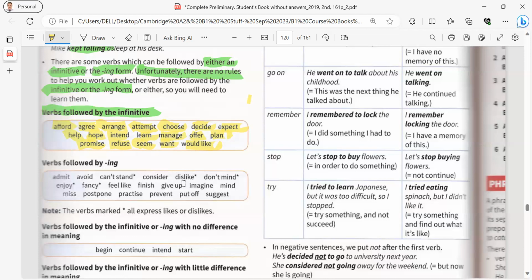The same verbs, write them in your, do you have a notebook? Have you got a practice notebook? What, teacher? Have you got a notebook? Do you have a notebook with you or not? No. Let me see.